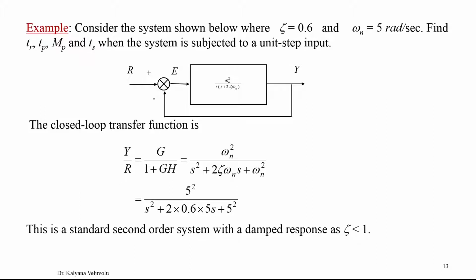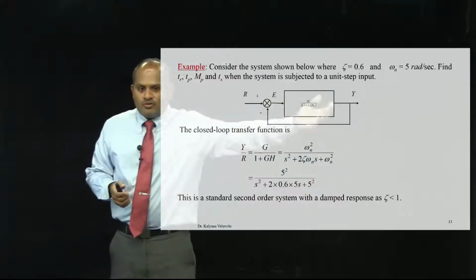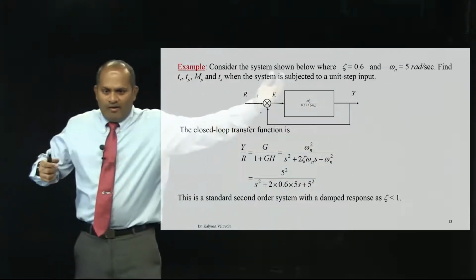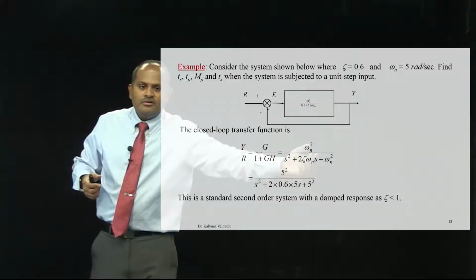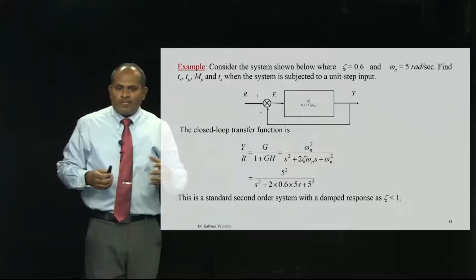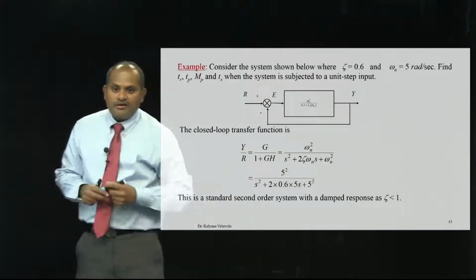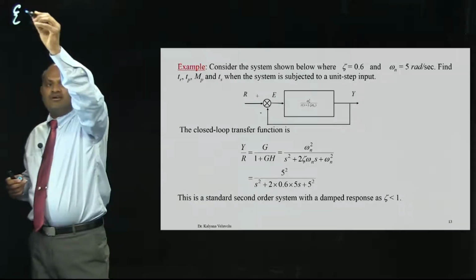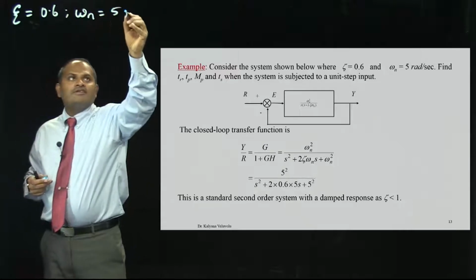So, the standard system is given: omega n square over s into s plus 2 eta omega n. If you are looking at the system, we can formulate the closed loop function. I take the system, find the closed loop expression, and then I get Y by R is equal to G by 1 plus GH, which is omega n square by s square plus 2 eta omega n s plus omega n square. Now, we have the system, and the parameters eta and omega n are given. I suppose eta is given as 0.6, omega n is given as 5 radians per second.